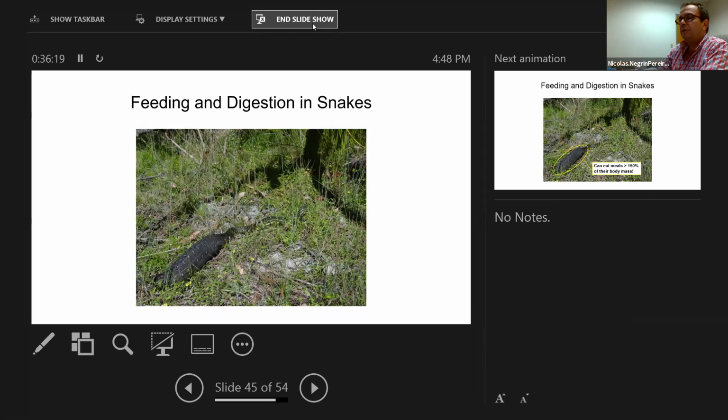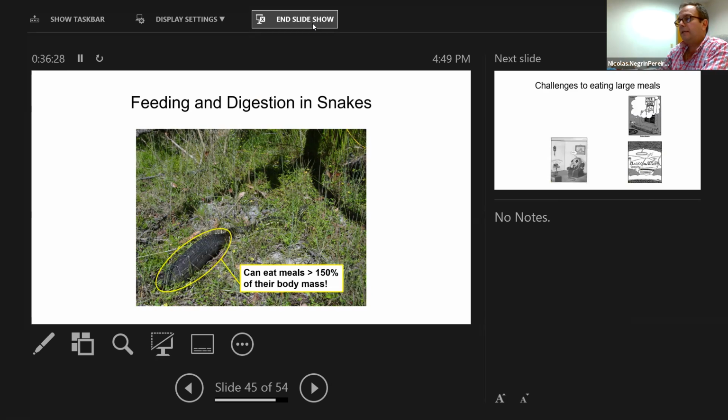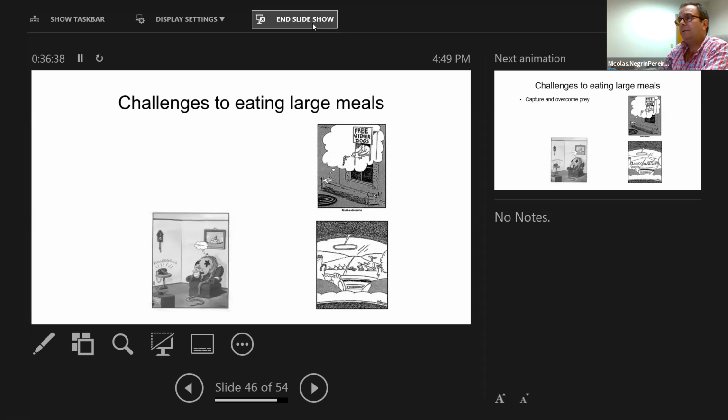Now, let's have a quick look at an interesting zoological situation, which is the feeding and digestion in snakes. Snakes are actually able to eat meals that are about 150% greater than their own body mass, which is kind of unique. Anyway, what are the main challenges that eating a large meal implies?